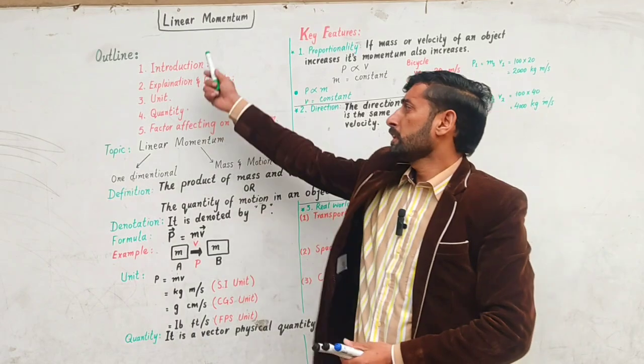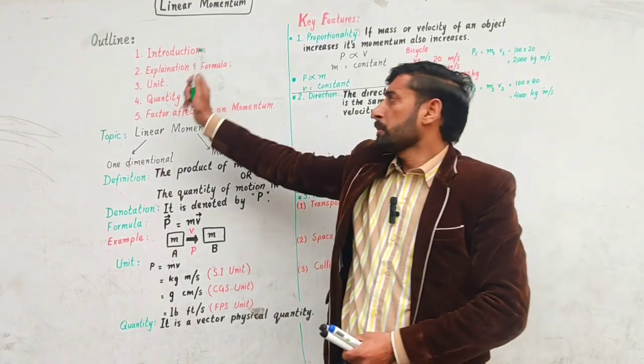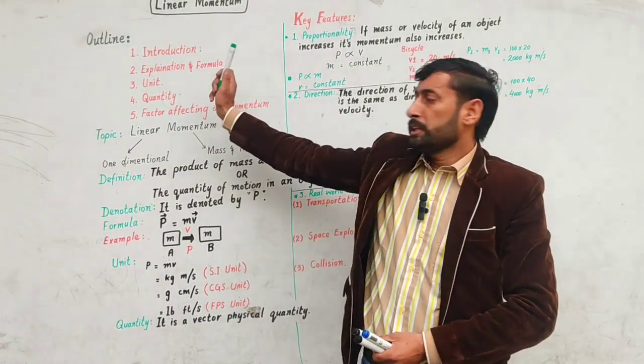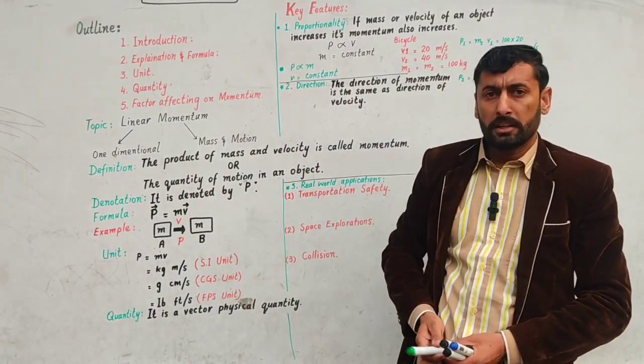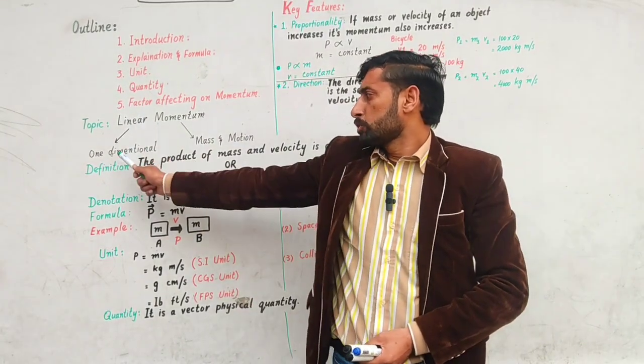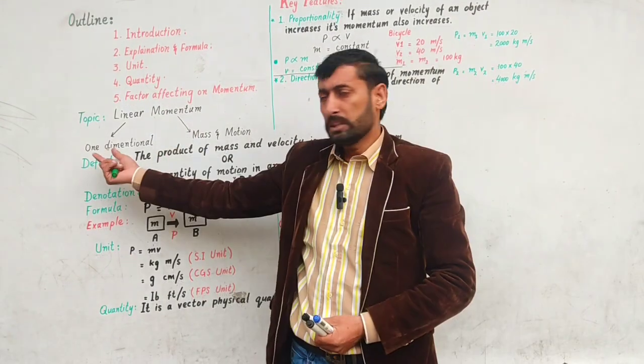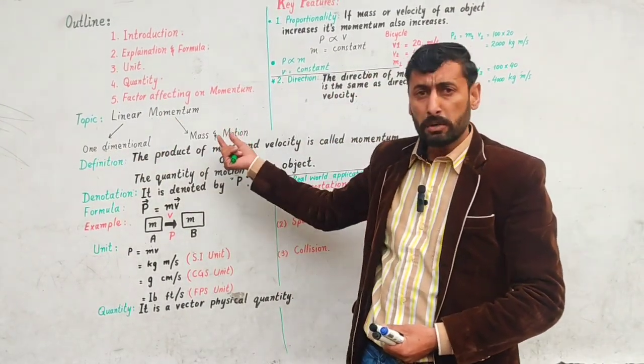Today my topic is linear momentum. The outline of this topic is introduction, explanation, formula, units, quantity, key features, and factors affecting momentum. Linear momentum means one-dimensional momentum, and momentum means mass in motion.